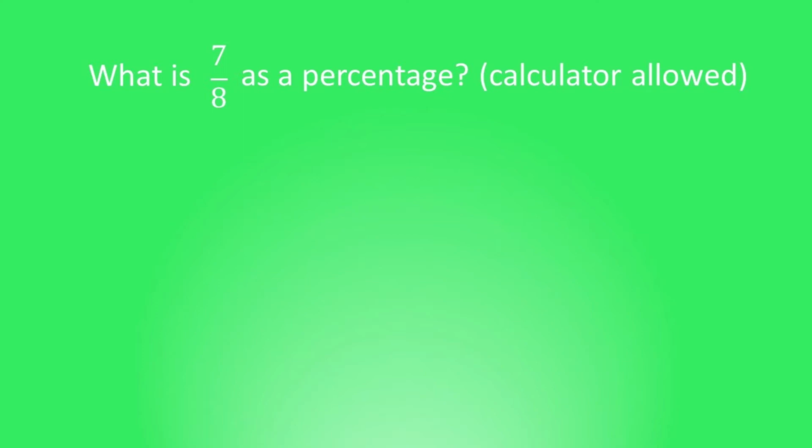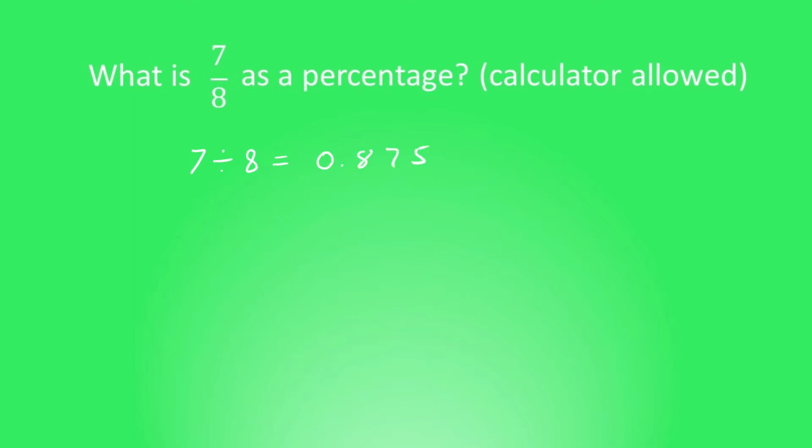What is 7/8 as a percentage? And we're allowed to use a calculator for this one. To convert to a decimal, we just interpret that fraction as division, 7 divided by 8. We can do that on our calculator. 7 divided by 8 is 0.875.